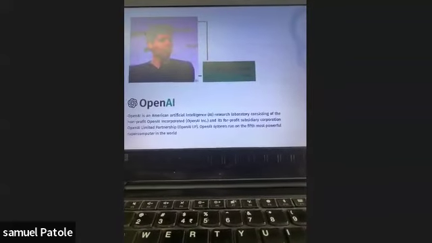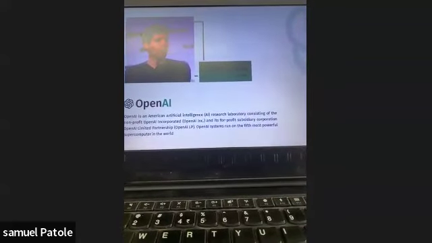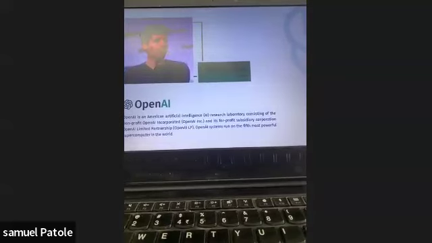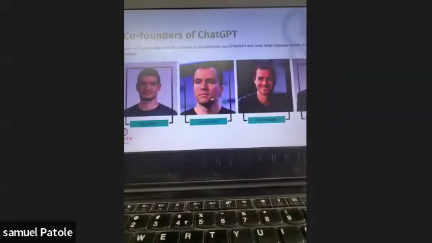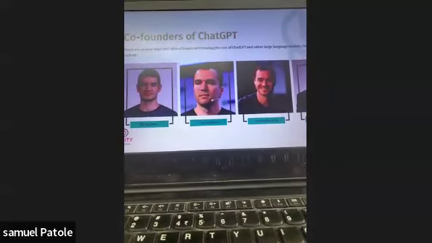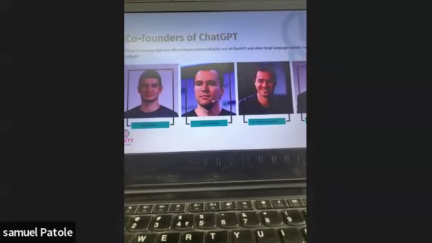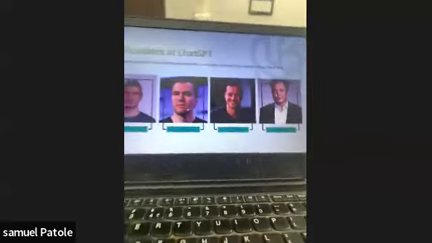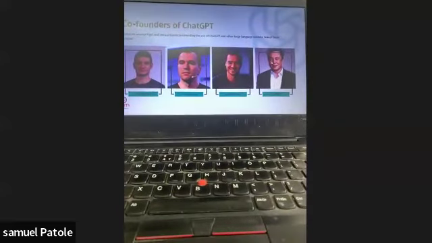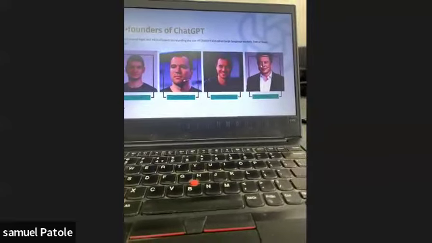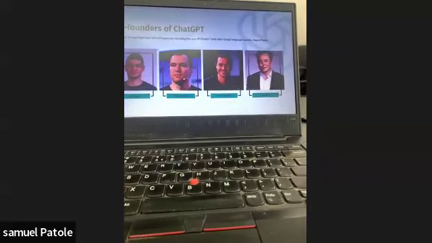Okay, and this is the person who designed OpenAI, and these are the different people who are the co-founders of ChatGPT. We have Elon Musk also there, a very visionary person who has the very latest technology in his hands.